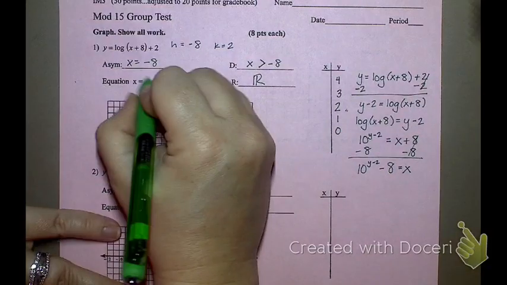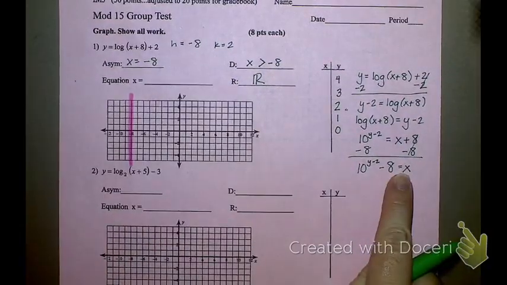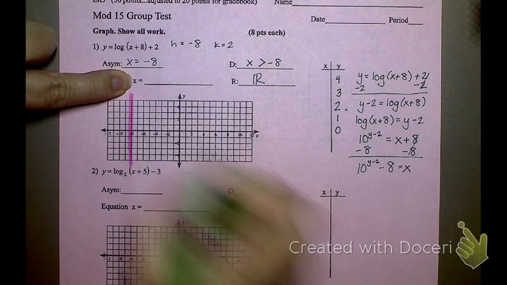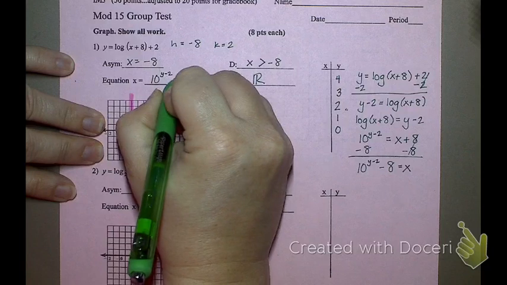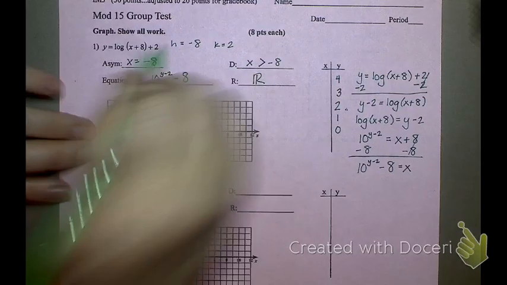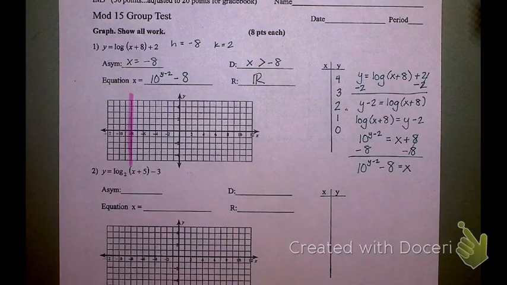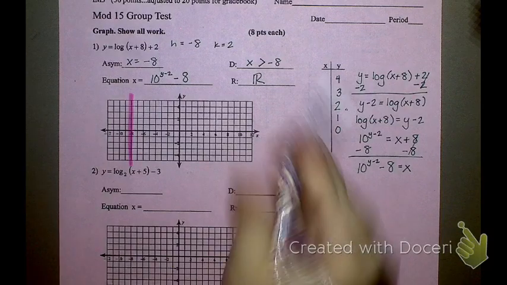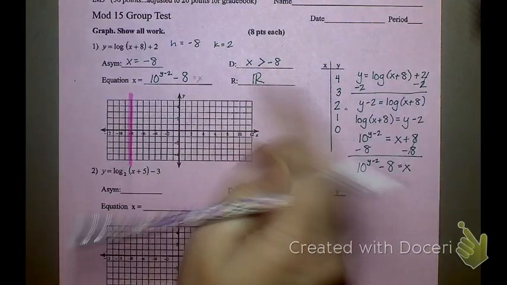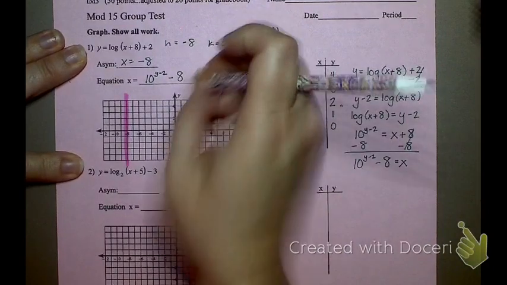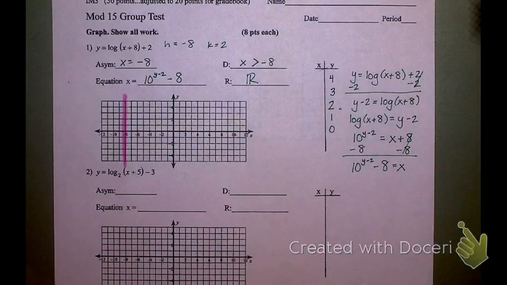So I'm going to plug that in right here. Do I need the equals x part, by the way? Why not? Because it says x equals. So I just need 10 to the y minus 2, minus 8. There were some groups that did this. You don't need to put the equals x there. It's already on there for you. So on the computer, you're just going to type in 10 to the y minus 2, minus 8.